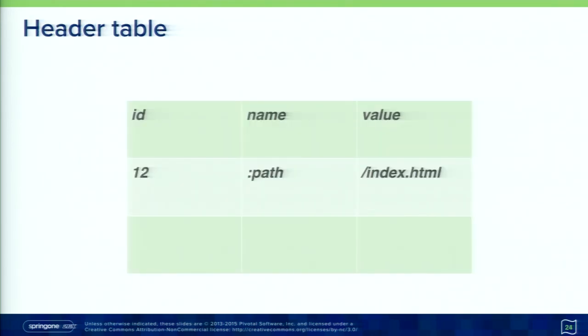Meaning on each end of the connection, the client and the server, they're maintaining header tables. And header tables are made of lines like this with an ID, a name, so it can be a header name. Here it's a path. The ones like path are a bit special, but we won't really talk about this. But anyway, you get an ID, a header name, and a value.